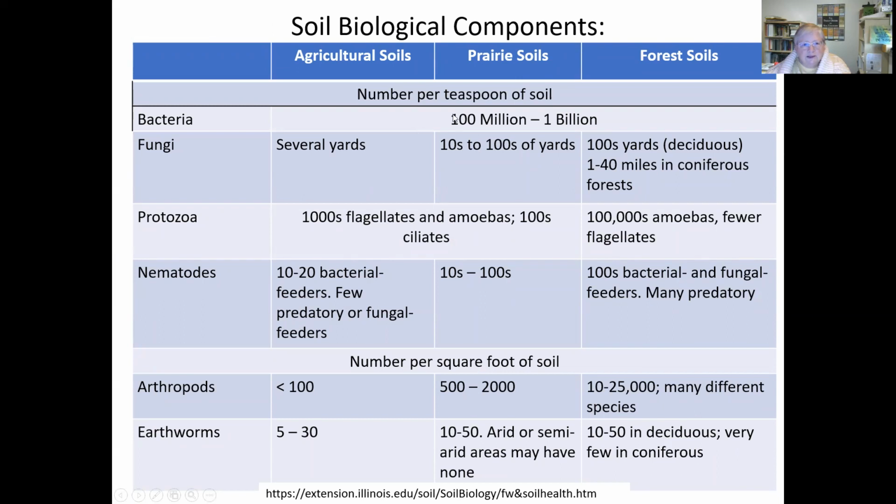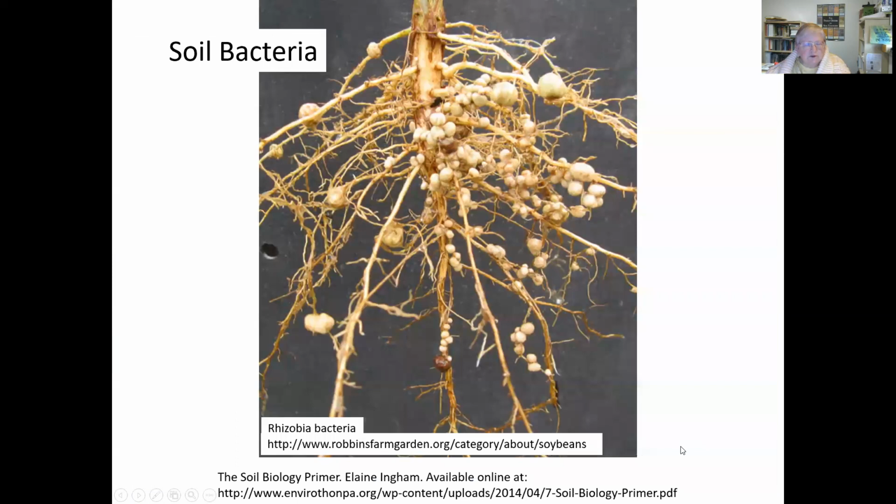Overall, in an estimate of 1 teaspoon of soil, we have 100 million to 1 billion bacterial cells, several yards of fungal hyphae in agricultural soils. It will be much more than that in the less disturbed prairie and forest soils. Hundreds of thousands of protozoa. We've got nematodes as well. Some of them are positive and some of them are negative. And then per square foot of soil, we'll have many arthropods and also earthworms, depending on the particular conditions, whether it's arid, semi-arid, or deciduous.